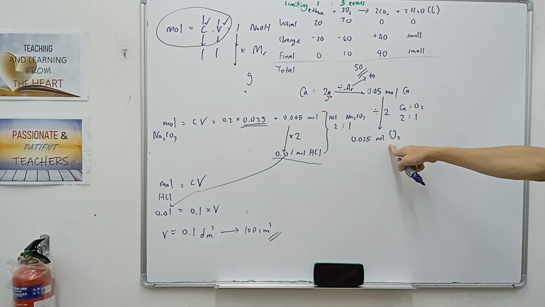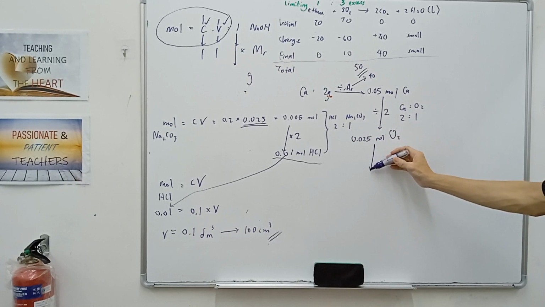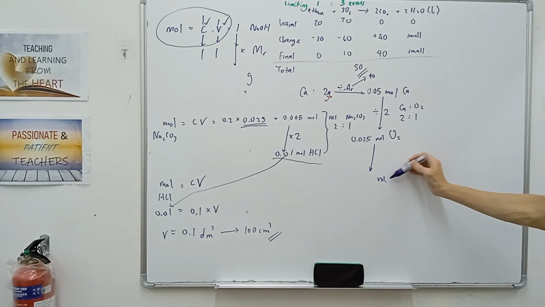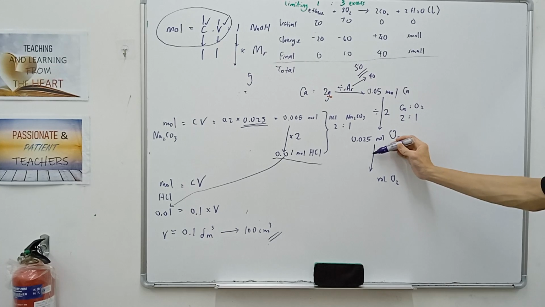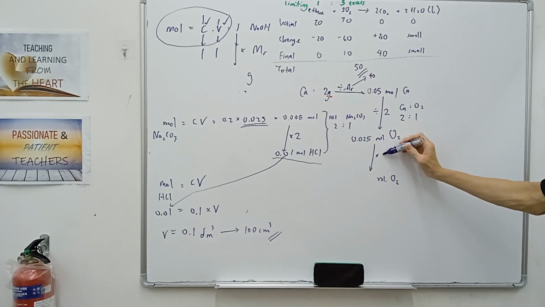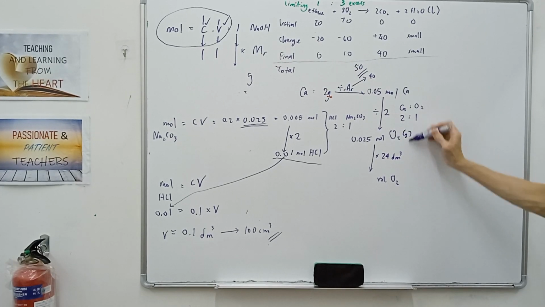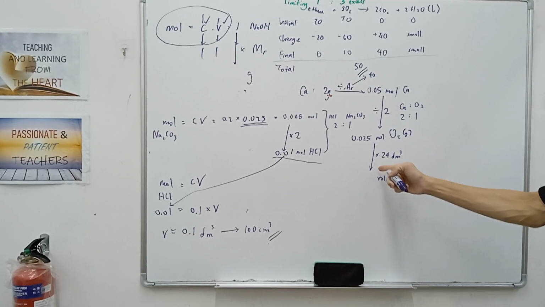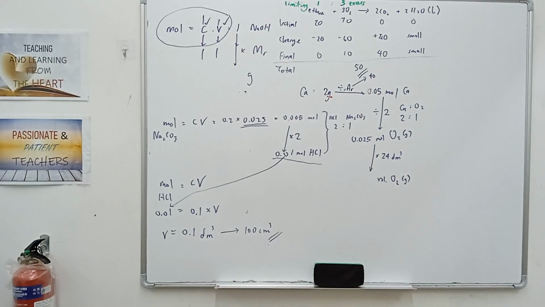Calcium is more than enough. As I said, oxygen is the essence. But I still need this amount. How to get my volume? Well, you use your good old formula, which I've erased. From mole to volume. Make sure it's a gas. Times 24 dm cubed, and you should get your answer. Yep, which is, oh sorry, 0.6 dm cubed.